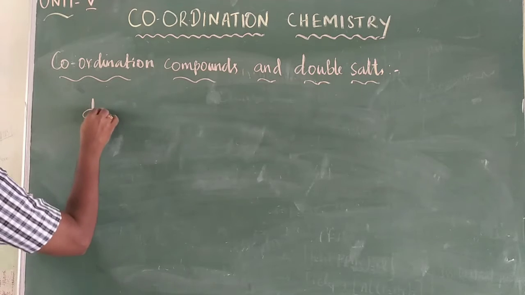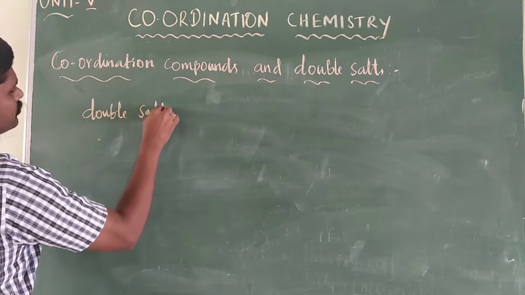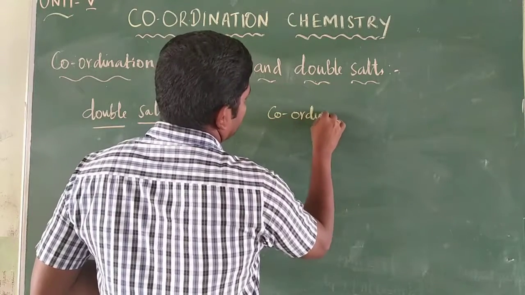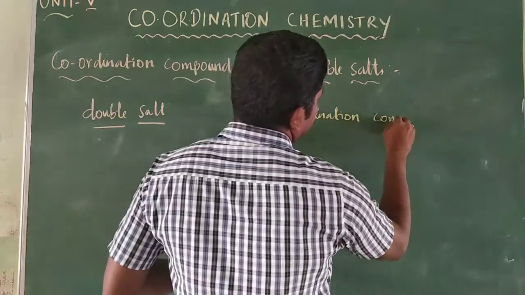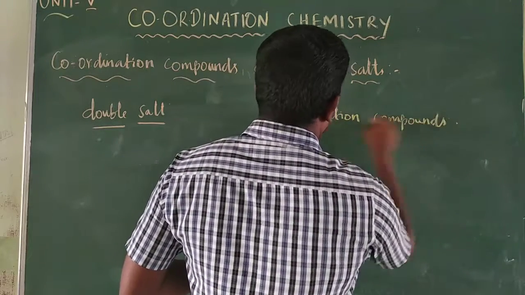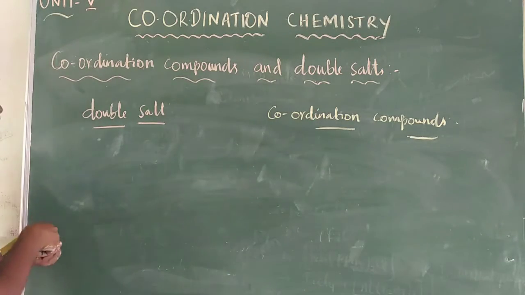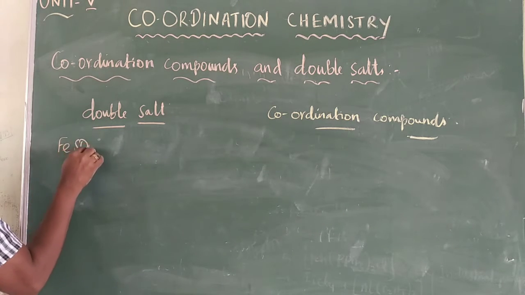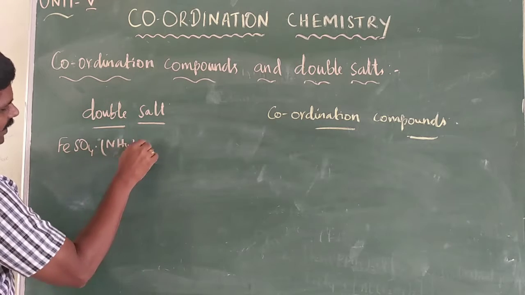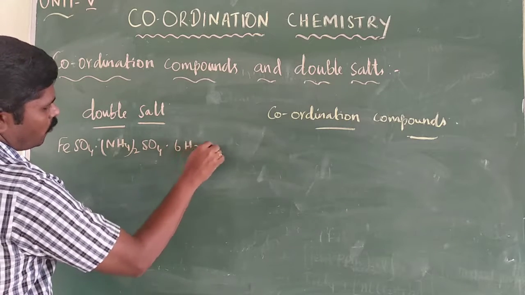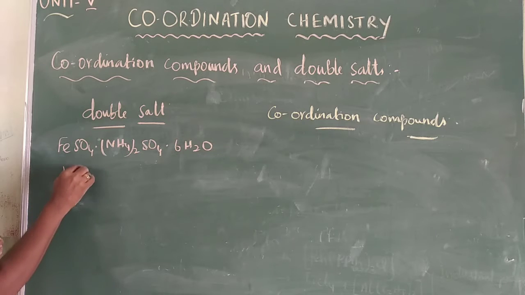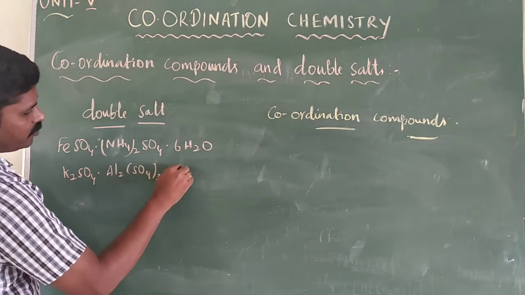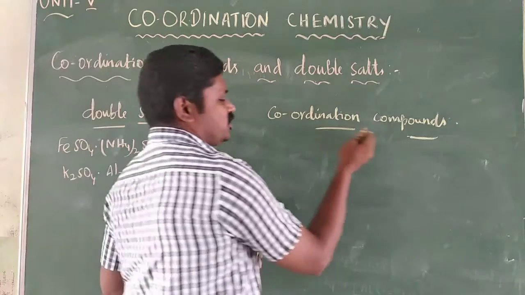Double salt, coordination compounds. So, double salt examples: Mohr's salt, FeSO4·(NH4)2SO4·6H2O, and potash alum, K2SO4·Al2(SO4)3·24H2O. Okay, so coordination compounds.